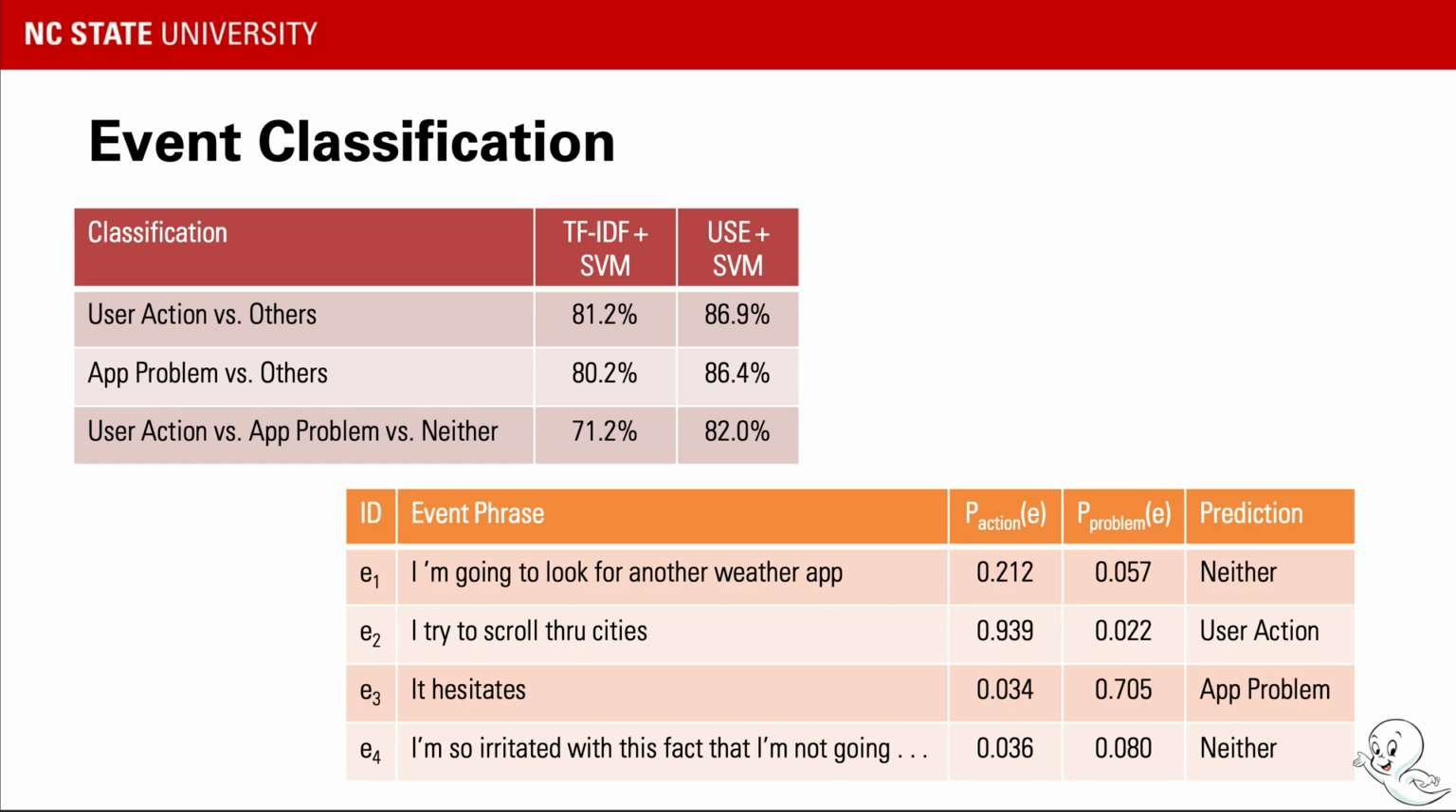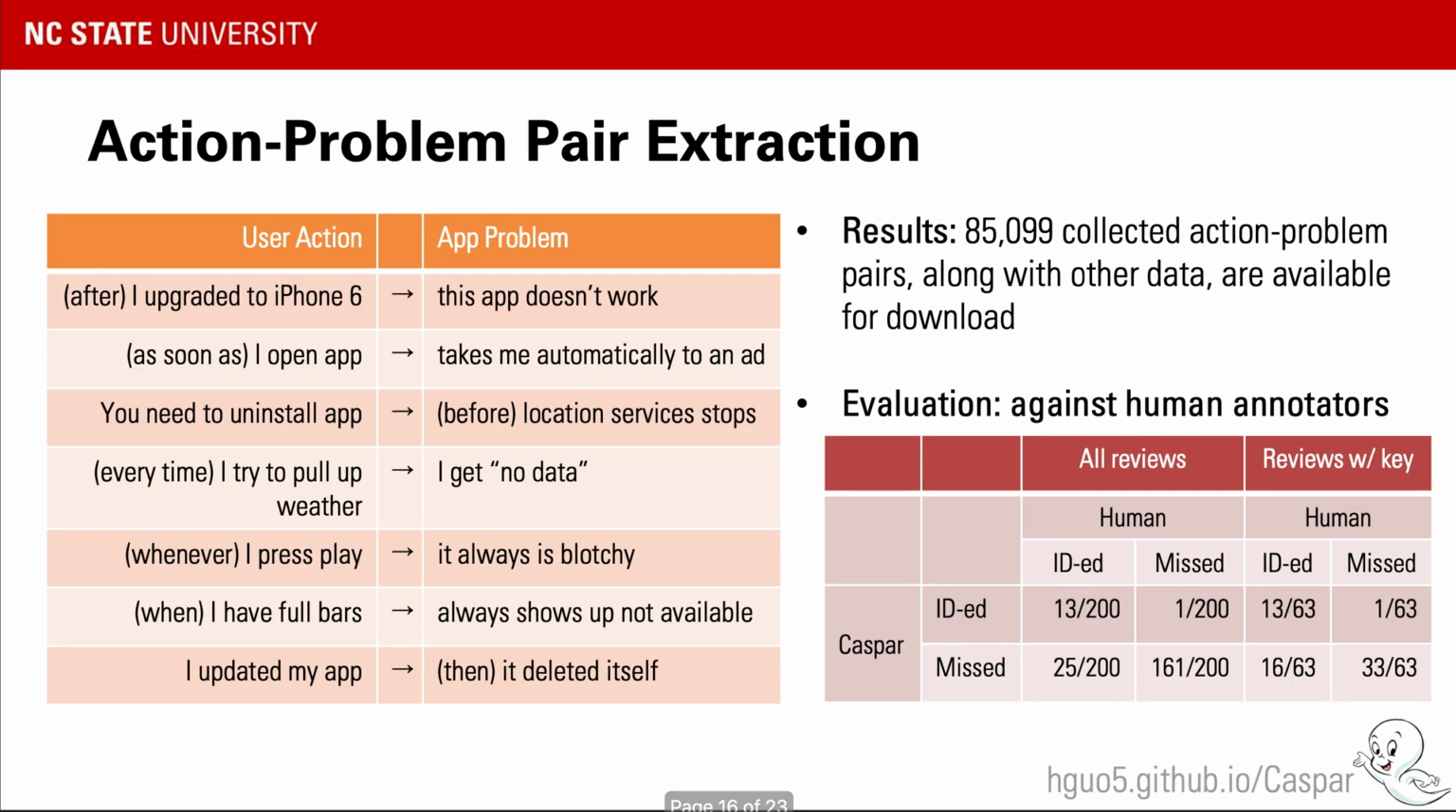Caspar achieved good accuracy in classifying event phrases based on their types. Here are the classification results for the aforementioned events. Based on the classification of the events and their temporal orders, we can synthesize the action problem pairs. In the end, we collected about 85,000 such pairs. As you can see, in addition to the problems, these results also include when these problems happened, which provides more information for the developers to fix them. We then compared the extraction performance of Caspar against human annotators on a small scale. Caspar achieved high precision for the extraction against humans, but relatively low recall, which we discuss later.